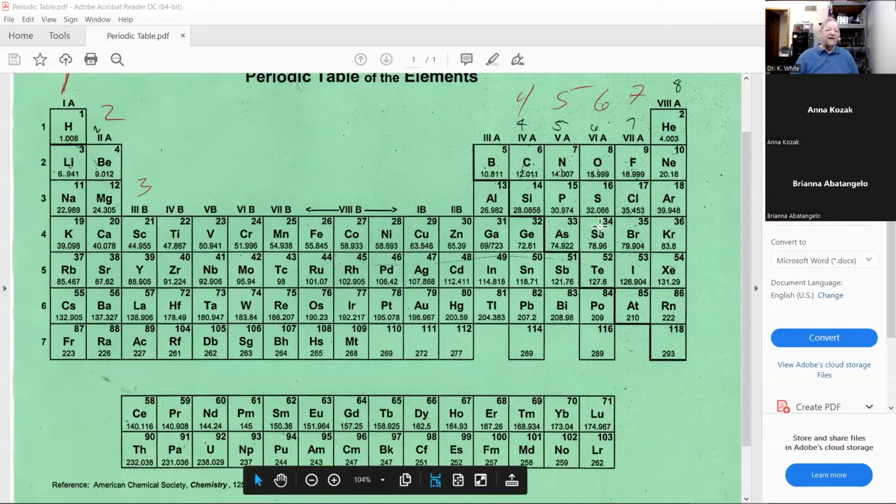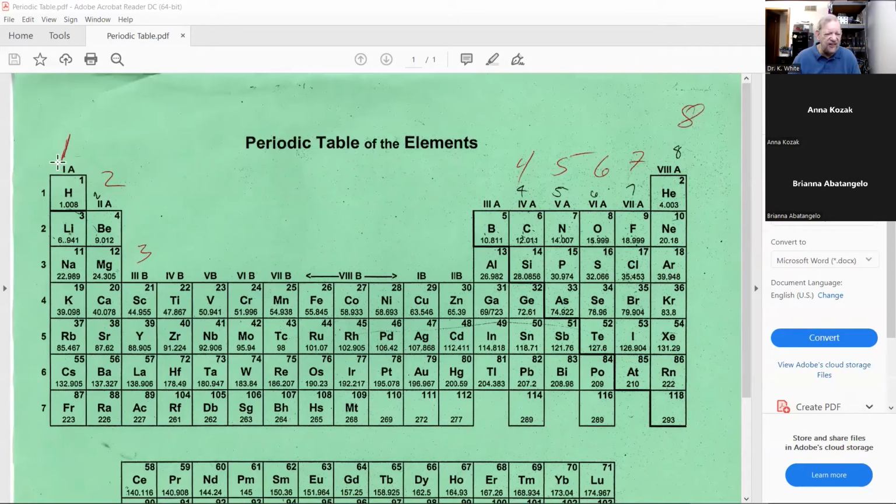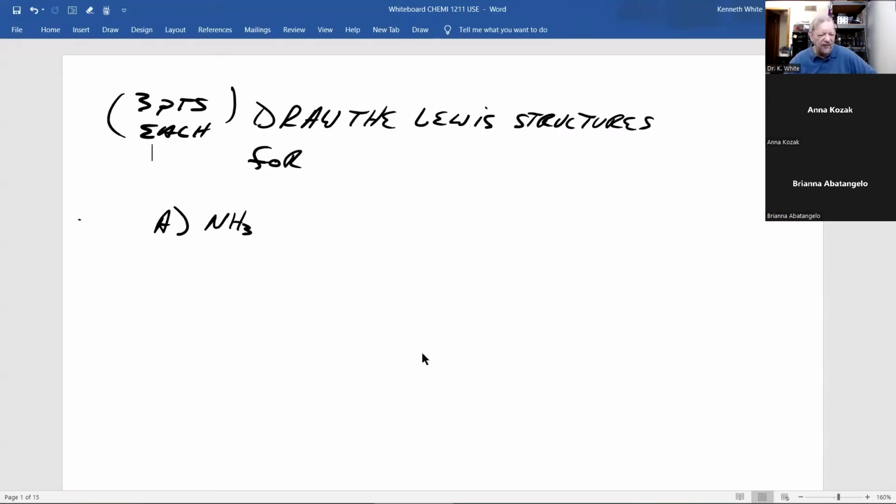Thank you, Anna. All right, so we're doing ammonia. We need to know how many valence electrons hydrogen has. You look at the top of the column and you see the number 1. Then for nitrogen, chemical symbol N, how many valence electrons does nitrogen have? You look at the top and you see the number 5. So nitrogen has 5 valence electrons, hydrogen has 1 valence electron.